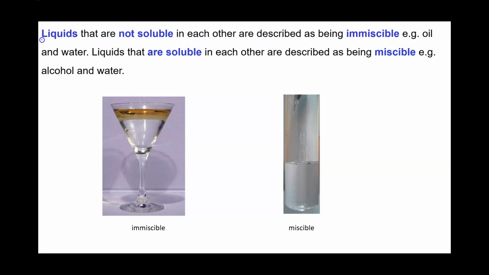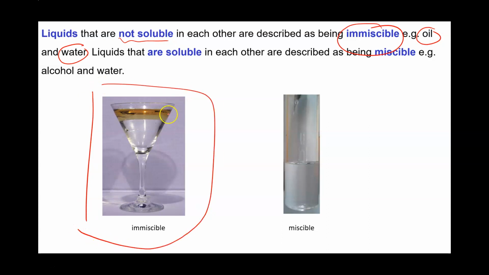So when we're looking at the solubility of liquids in liquids, there's a couple of terms that we want to keep in mind. Liquids that are not soluble in each other are described as being immiscible. So a good example of that would be oil and water. And what happens when we put these liquids in contact with one another is that the less dense liquid will sit on top of the more dense liquid.